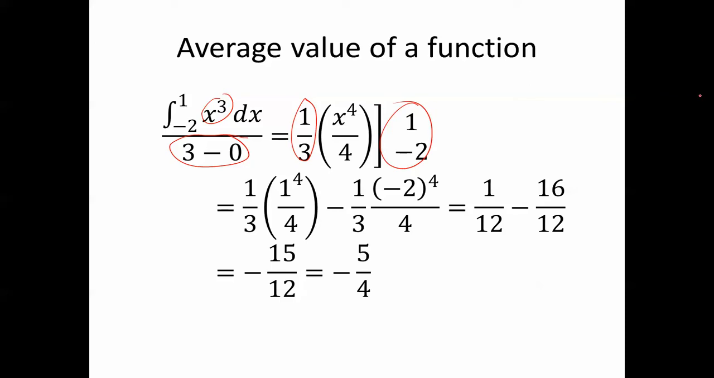When we plug in 1, we get 1/3 times 1 over 4, minus 1/3 times negative 2 to the 4th over 4, which is what we get when we evaluate it at negative 2. So this is going to be 1/12 minus 16/12. In other words, negative 15/12, which simplifies to negative 5/4.